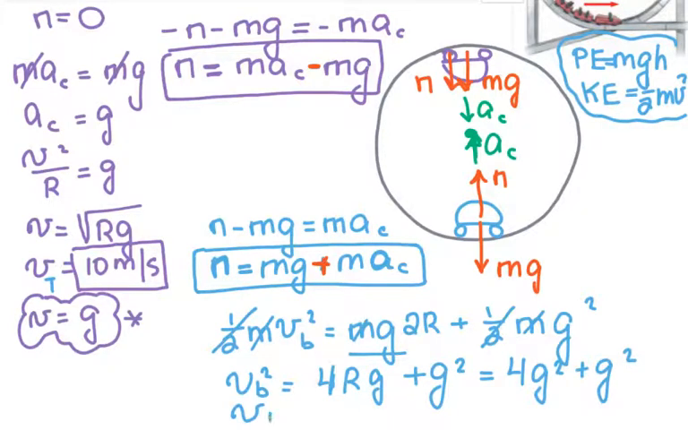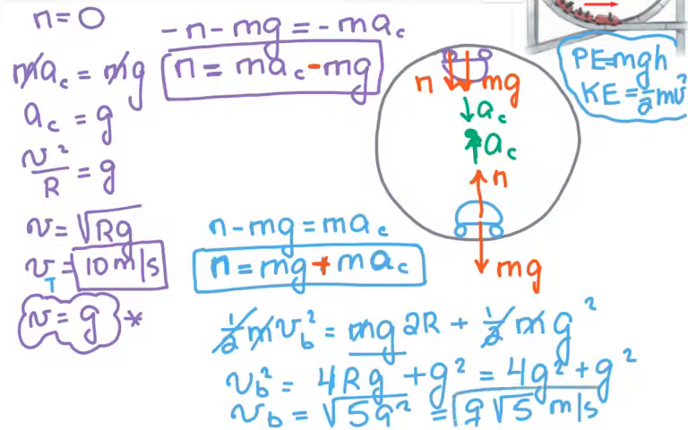So v at the bottom is equal to the square root of 5g squared, which is g square root of 5 meters per second. A little tricky how they did it, but they wanted you to recognize that velocity equals the amount that g would be equal to, and plug it in to solve this question.